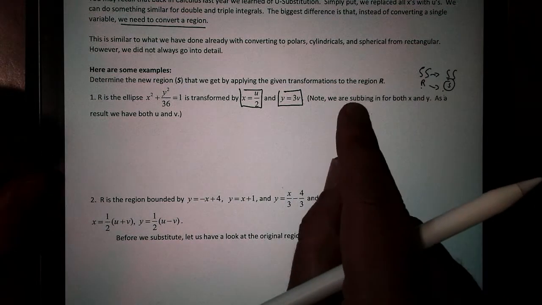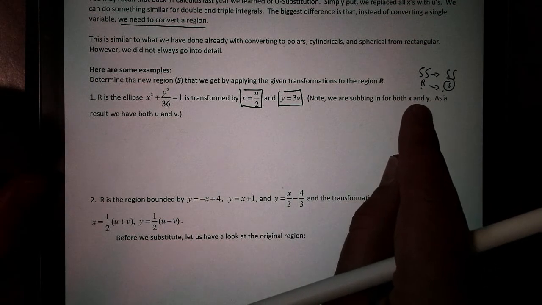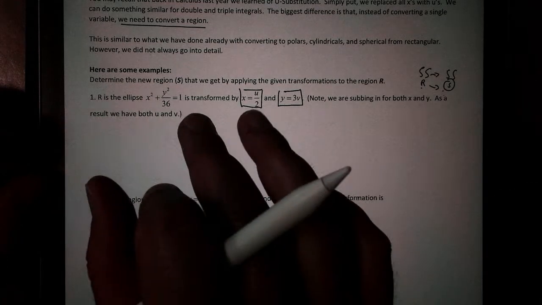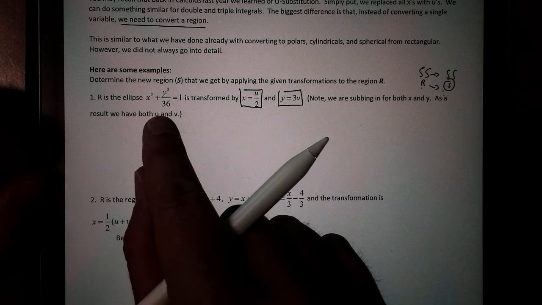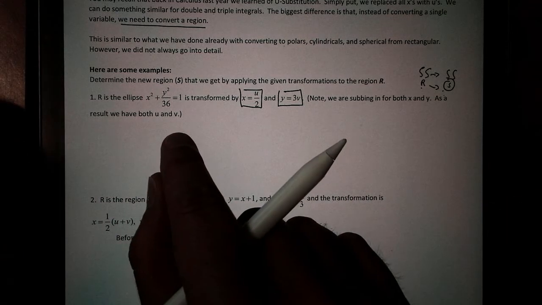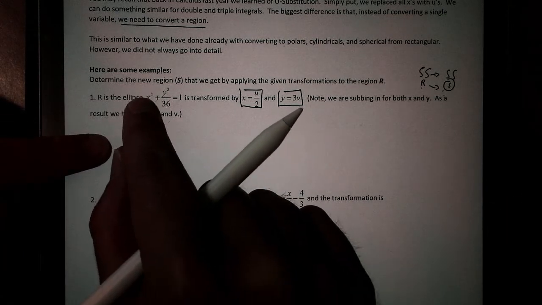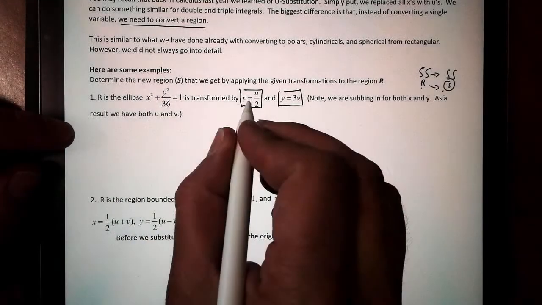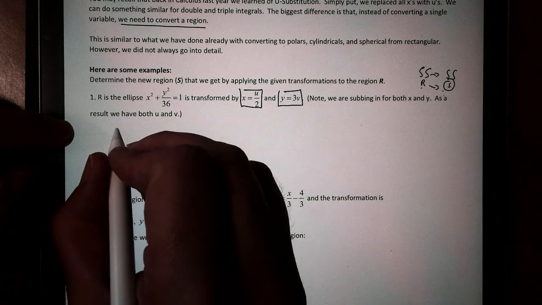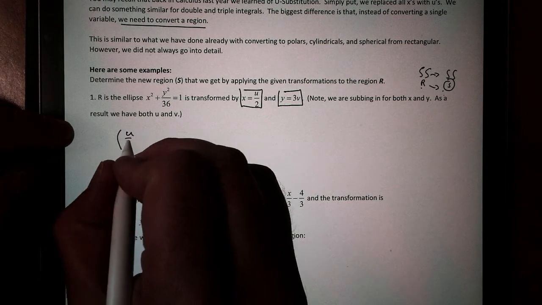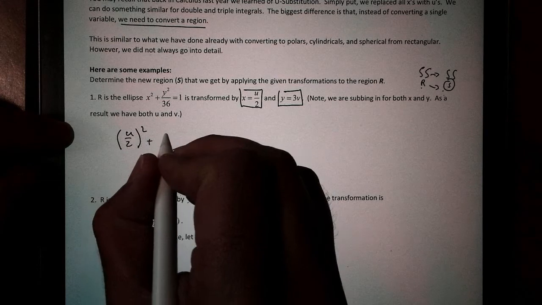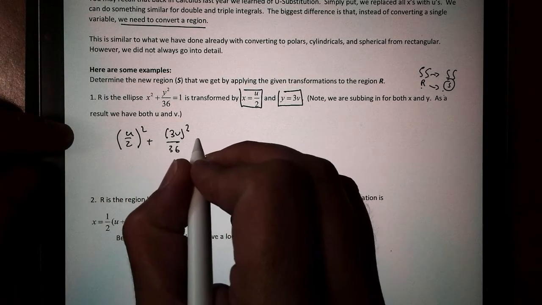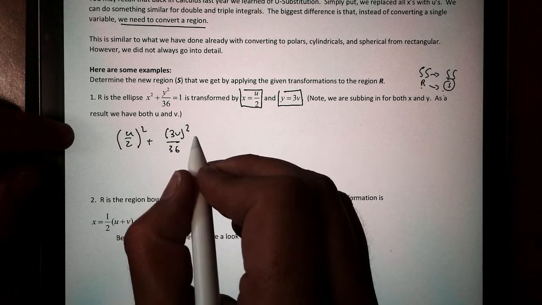Now note, since we are subbing for both x and y, we're going to have both u and v, so two variables. x becomes our u substitution, and y is like our v substitution. And if I plug my substitution into my base, remember this is my domain, it's an ellipse, then x is u over 2, squared, plus y becomes 3v squared over 36, and that is going to equal 1.